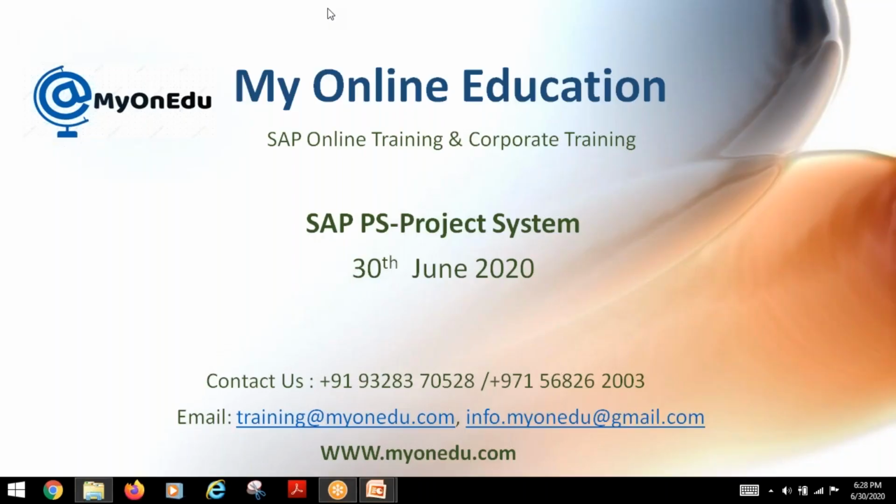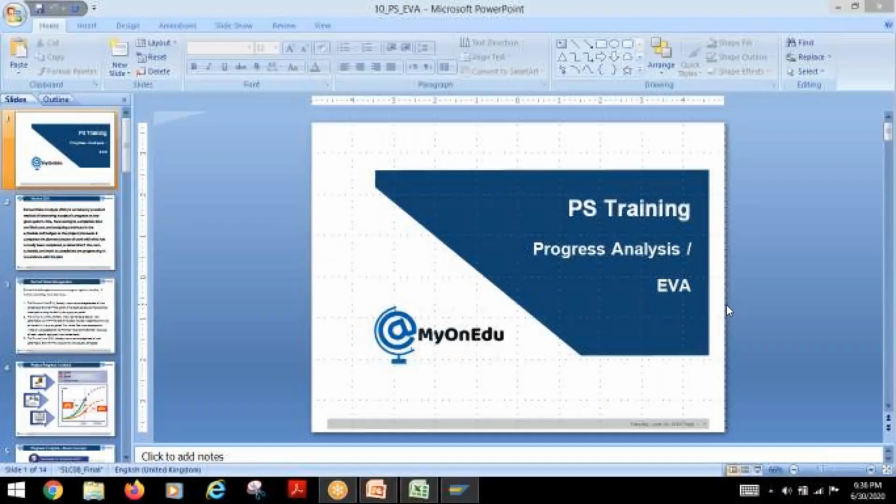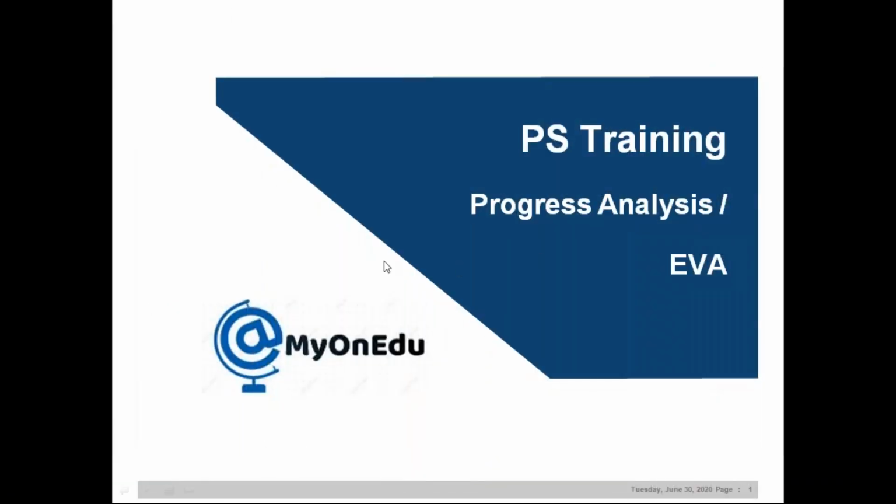So let us start for the day. We have gone through budgeting. Today let us look at progress analysis, which in project management, or from the business side, is normally known as EVA, or earned value analysis.